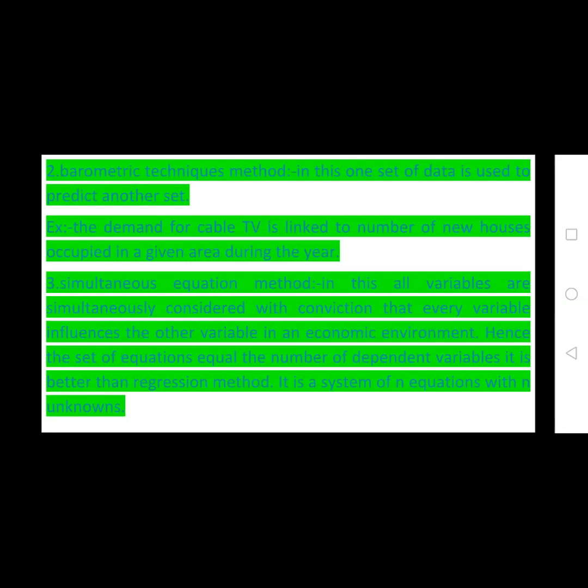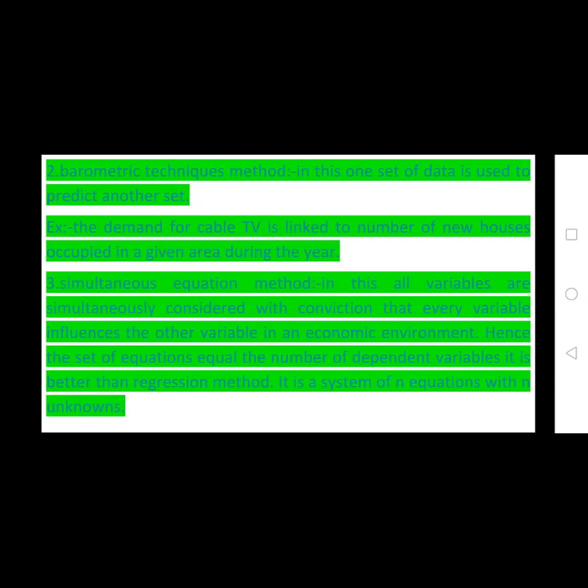And the next method in the statistical methods, the third one, is the simultaneous equation method. In this, all variables are simultaneously considered with the conviction that every variable influences the other variables in the economic environment. So in simultaneous equations we take two types of variables, dependent and independent, because in the environment each and every variable is influenced by other variables.